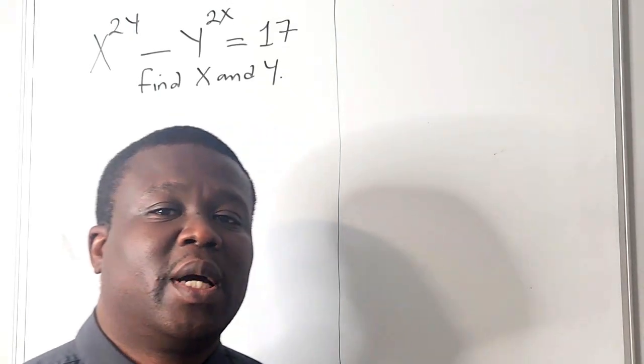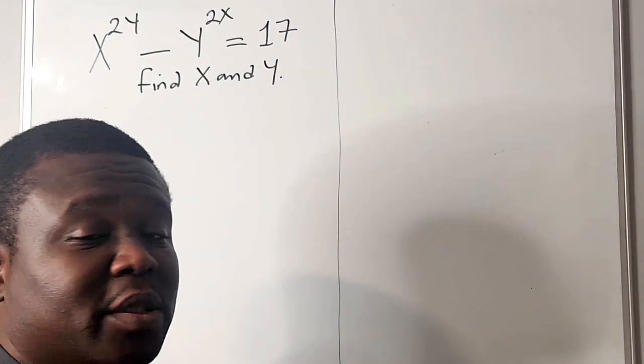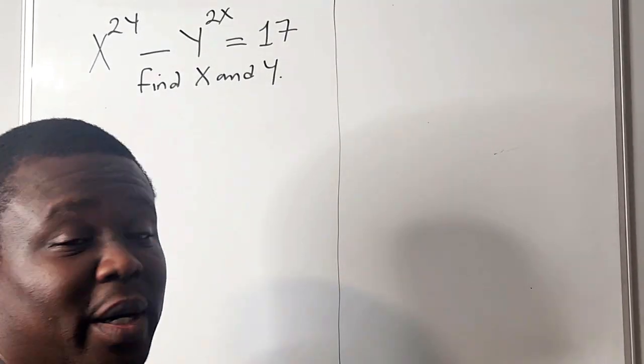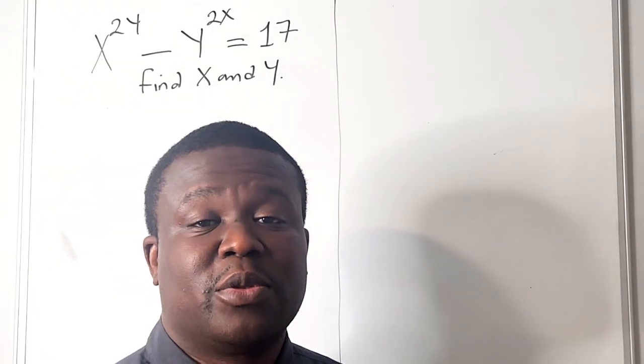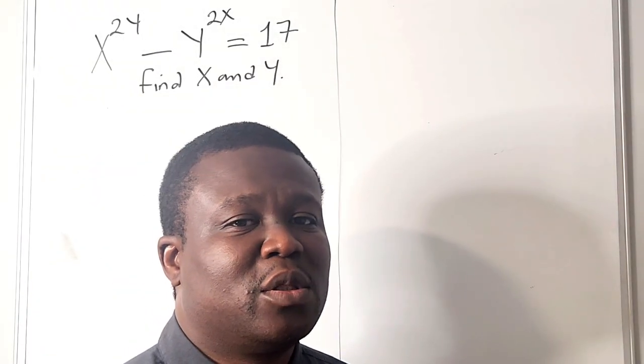All right, so we have another question on the board. We have that x raised to the power 2y minus y raised to the power 2x is equal to 17. And we're supposed to find the value of x and y. Let's try to solve this question.